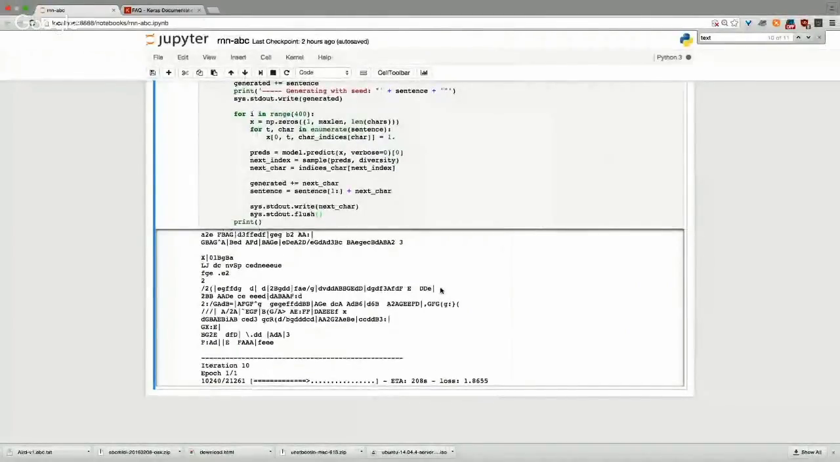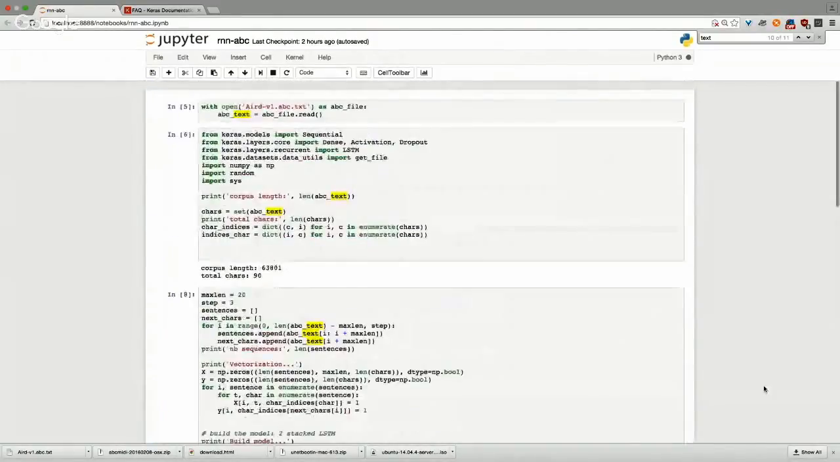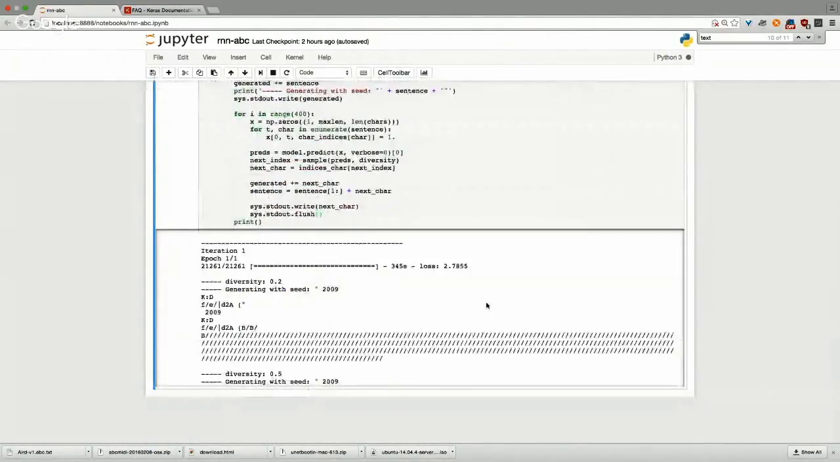All right, iteration 10. 206 seconds remaining. Did it go in reverse? What does it look like at the top? Let's investigate this.